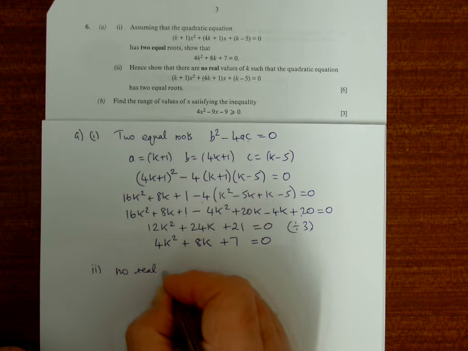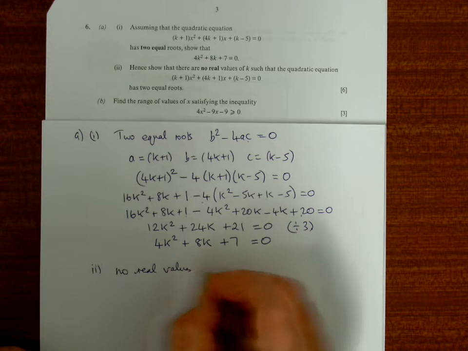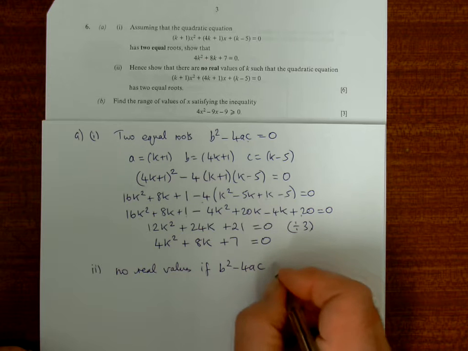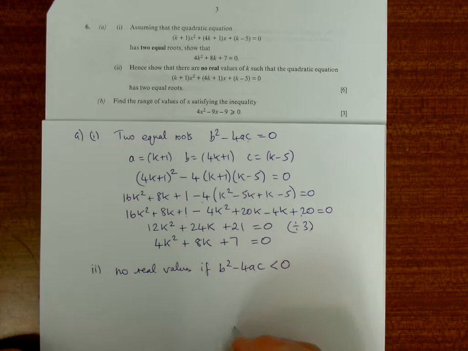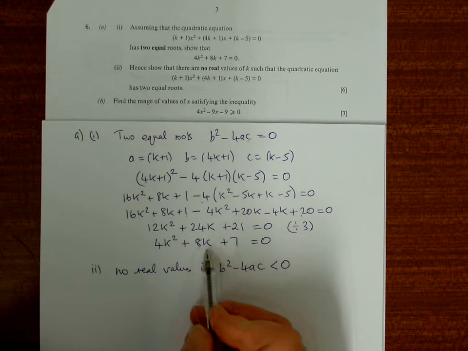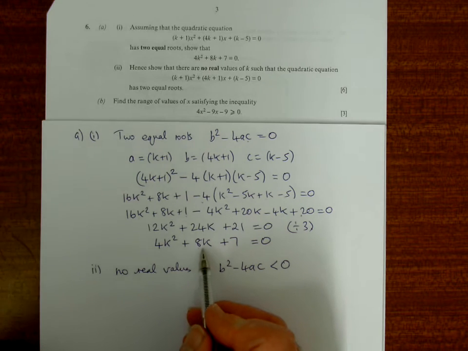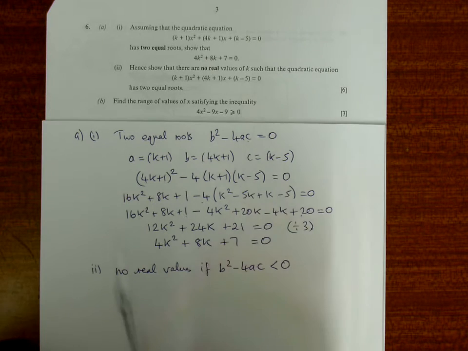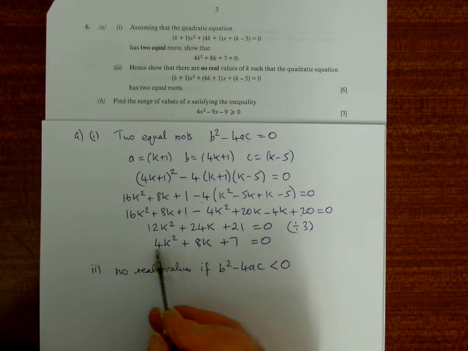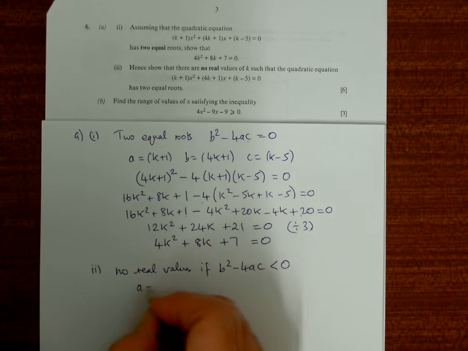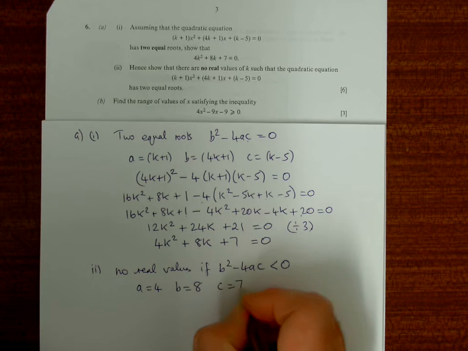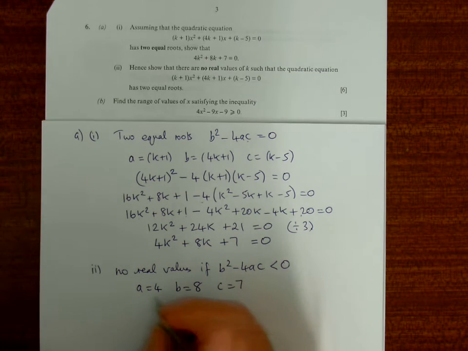so no real roots if b² − 4ac is less than naught, and that's for this quadratic. Okay, so I don't want any answers out for this quadratic to show that the first quadratic doesn't have two equal roots. So identifying a, b and c from this one then. a is 4, b is 8 and c is 7. So let's calculate b² − 4ac.